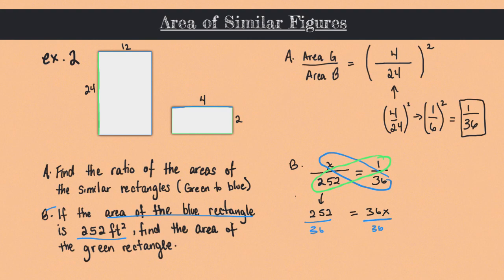252 divided by 36 is 7. And specifically 7 square feet, because that's the unit that we're working with. And that is equal to 36 divided by 36, which is 1, and 1 times x is simply x. This can be rewritten. It doesn't have to be 7 square feet is equal to x. It can be written as x is equal to 7 square feet as well. They mean the same thing.